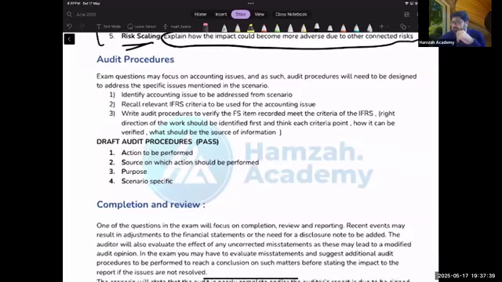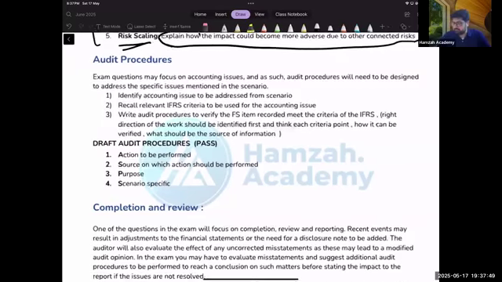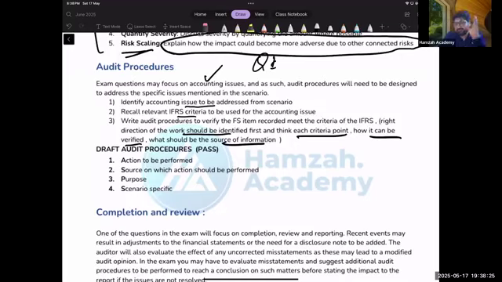Okay, now, students, audit procedures. So accounting issues normally, yes, there are procedures on it. In question 1 of your paper, there will most likely be a question, 4 to 10 marks sometimes, to address and identify accounting issues. Recall IFRS criteria. Criteria we are verifying. Right procedure to verify the criteria. Right direction of work should be identified. Think each criteria point, how it can be verified. What could be the source of information? And procedures are here.